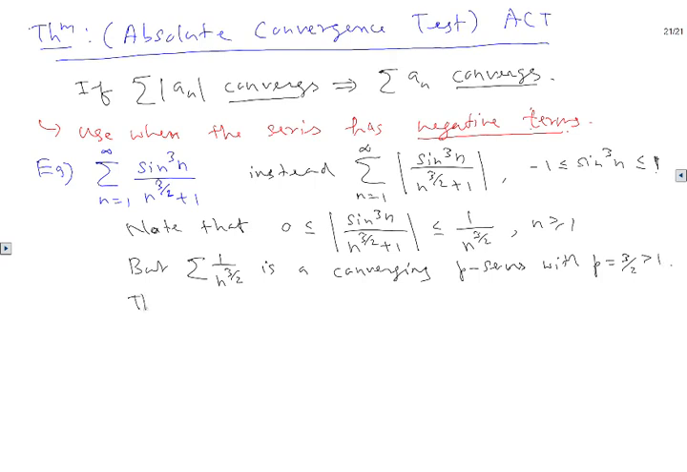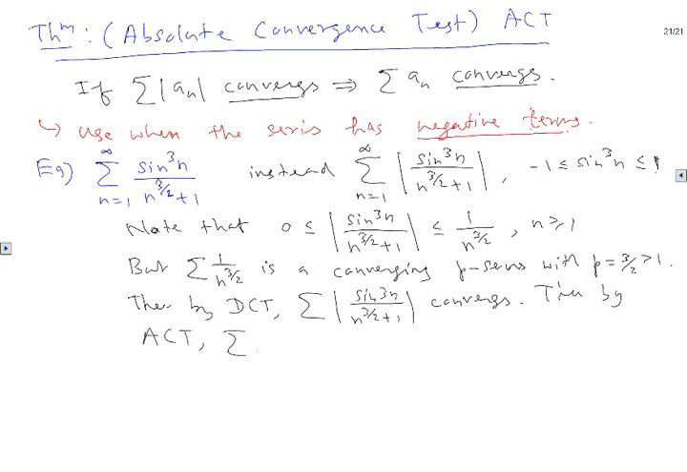So by the direct comparison test, the absolute series converges. Then by the absolute convergence test, the original series, sine cubed n over n to the 3/2 plus 1, converges.